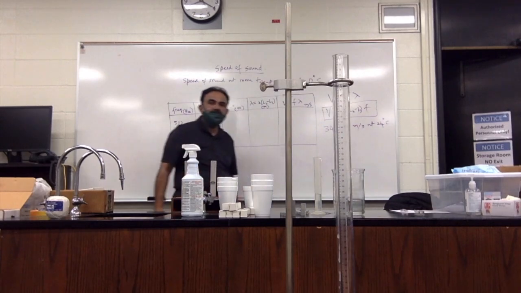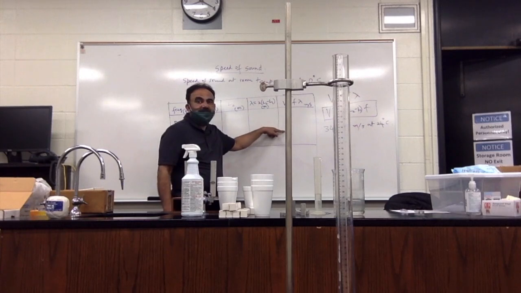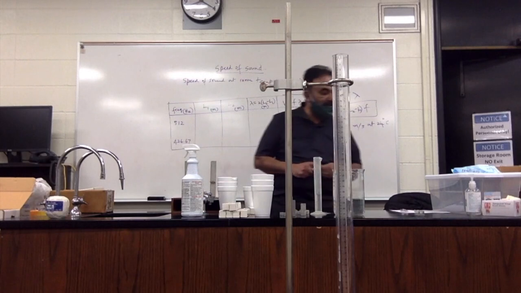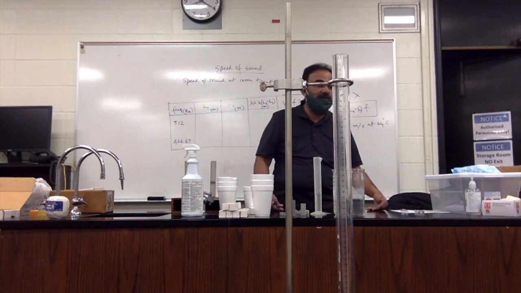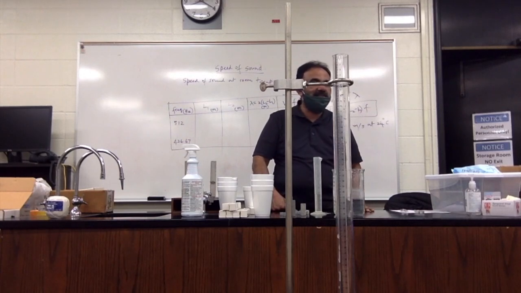How did you get that 340.31? The average of those two numbers that we got here. Remember, we got 335 something here, and then we got 344 something like that. You take the average of those two. In fact, if time permits, we could do more tuning forks and take more trials and take a better average. That will come much better.